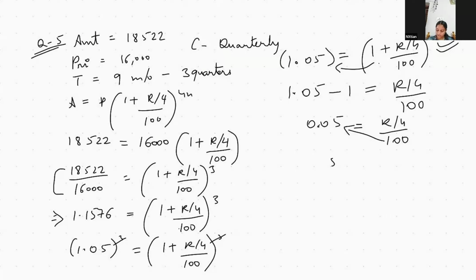0.05 equals R by 4, or R upon 4. So you can cross multiply: 5 into 4, equals 20, equals R. So the rate is 20%.